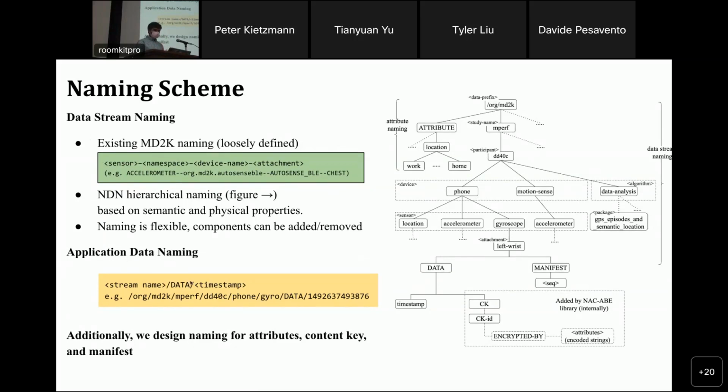For the application data naming, we need unique data naming for the applications. So it is pretty simple: we attach the timestamp, which is a unique ID in their system. And then we attach that and got the application data naming system, and we also design other namings that are needed for our system.